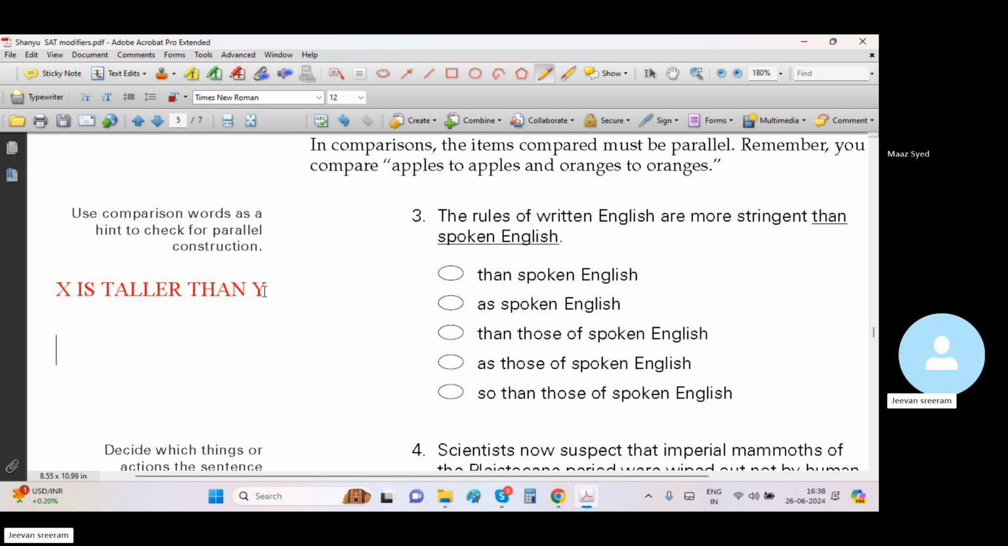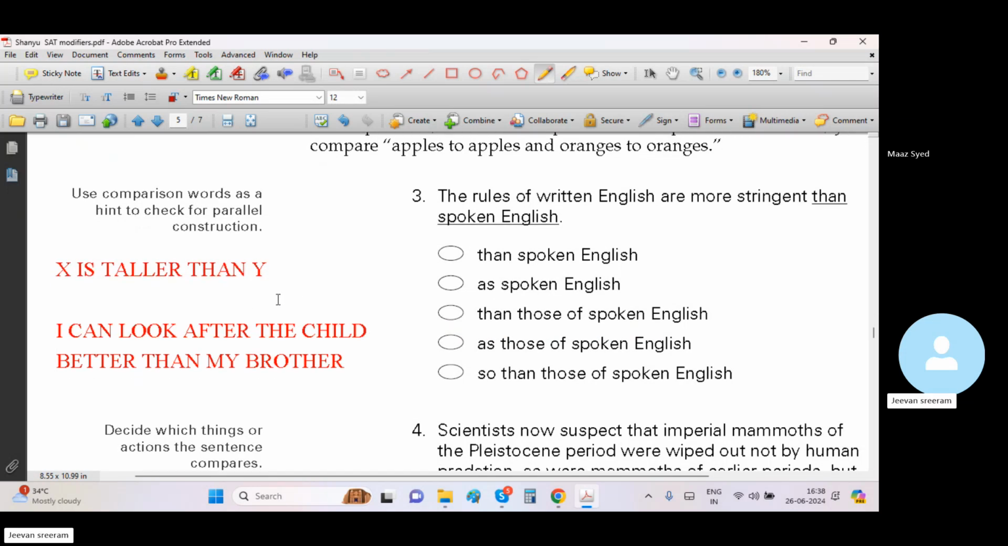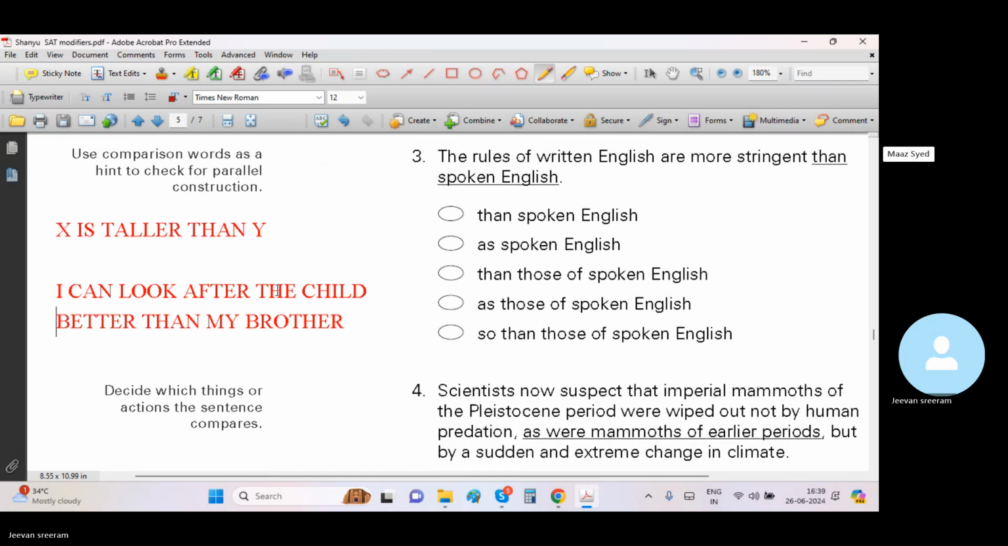Right. So if two verbs are compared, let's see. I can look after the child better than other. Tell me, what are the things compared? I and my brother? Yes. No.